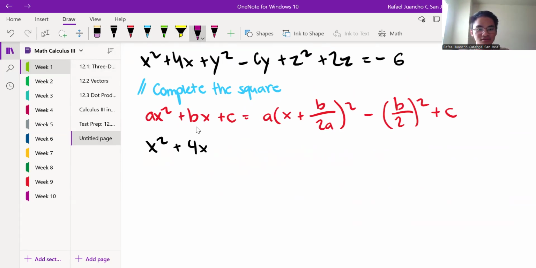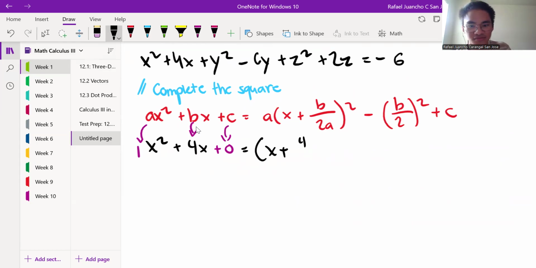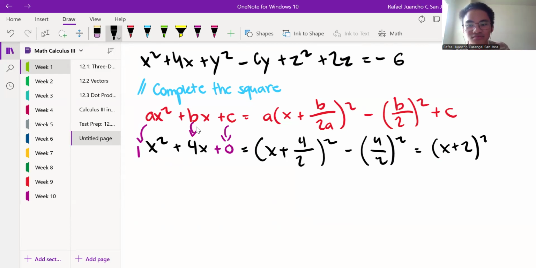So here my a is 1, my b is 4, my c is 0. So it's nothing. Now, how do we do this? Well, we can just plug in the stuff. So this is x plus 4 over 2 squared minus 4 over 2 squared plus 0. Do we need to add that? I mean, no need to. Then we have x plus 2 squared minus 4.